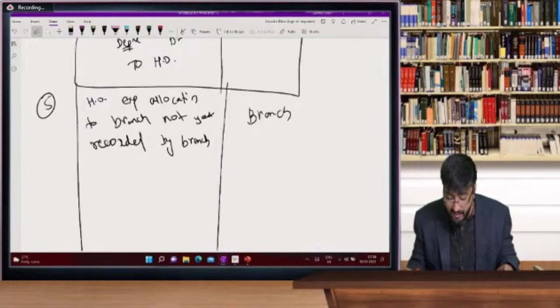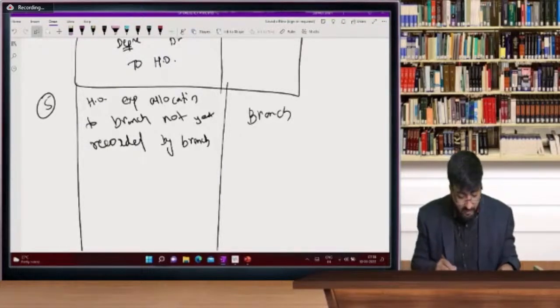HO expenses allocation to branch. Entry will be, Mohit Chaudhary passed it, branch expenses account debit.